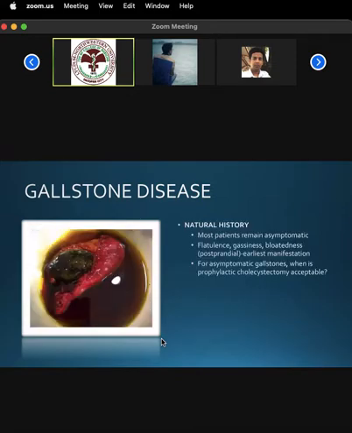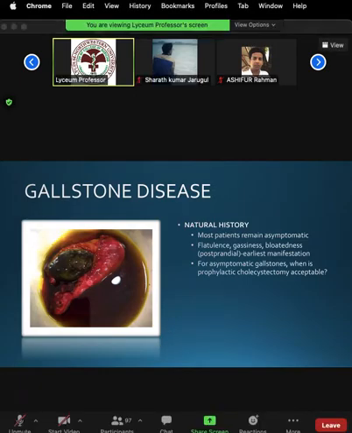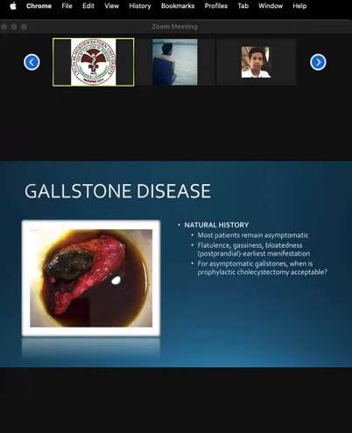If we review the history of these patients with gallstone disease, most patients remain asymptomatic until such time that the gallstone obstructs the flow of bile from the gallbladder or from the common bile duct. The earliest manifestation would be flatulence, gassiness, or bloatedness, and most of the time this occurs after a heavy meal or even after meals.